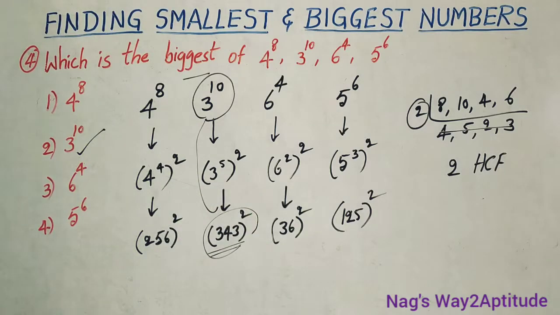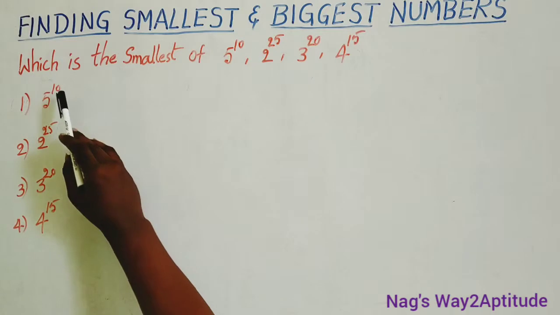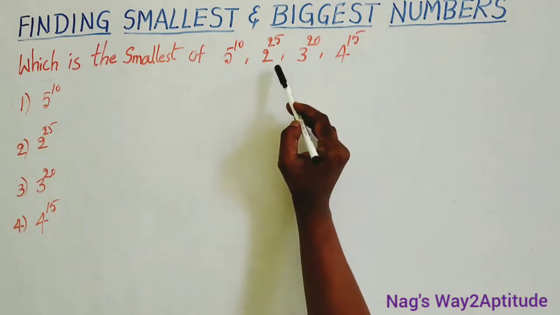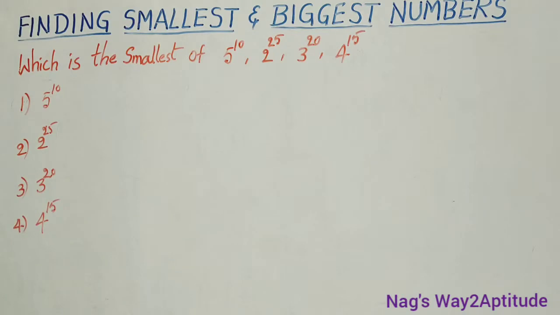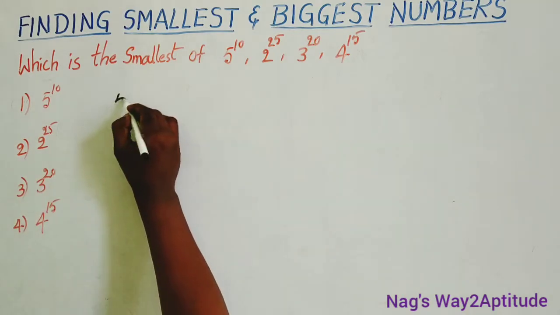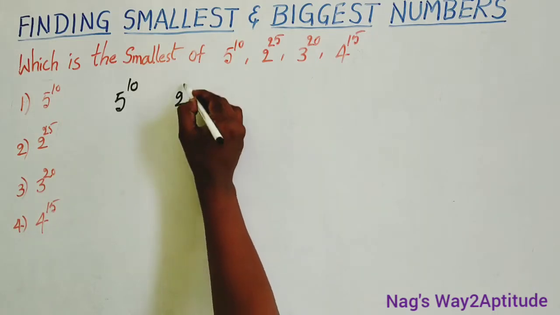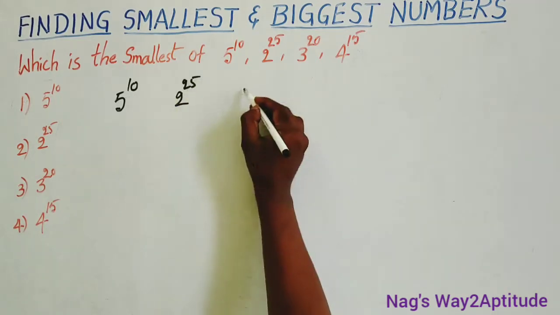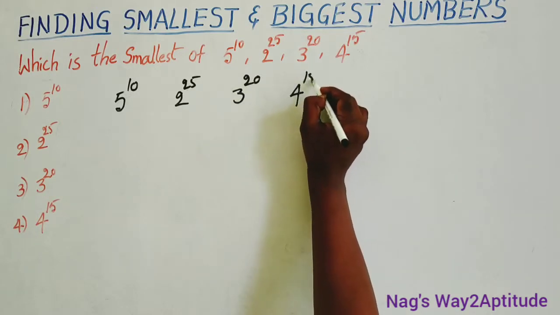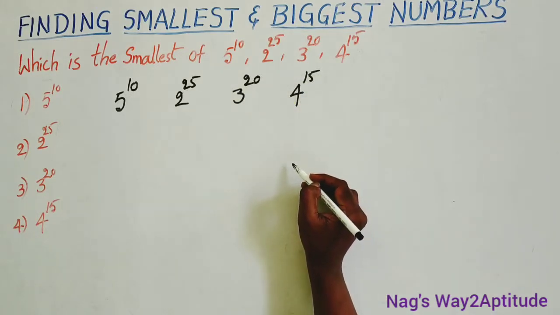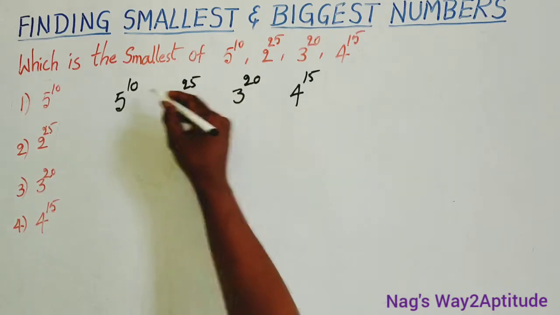Now let's see another one. Which is the smallest of 5^10, 2^25, 3^20 and 4^15? The given numbers are 5^10, 2^25, 3^20 and 4^15. Just like in the previous example, just find the HCF of the powers. So what are the powers?